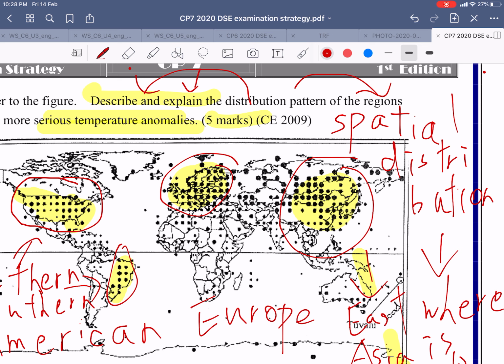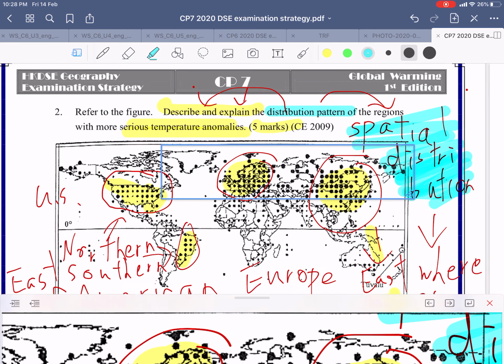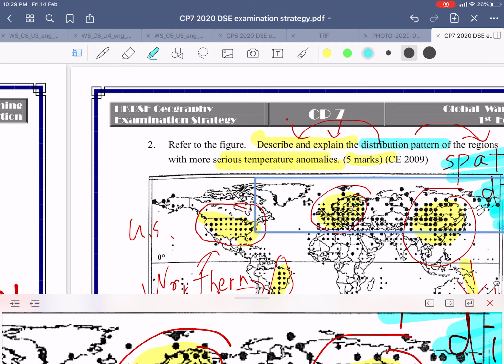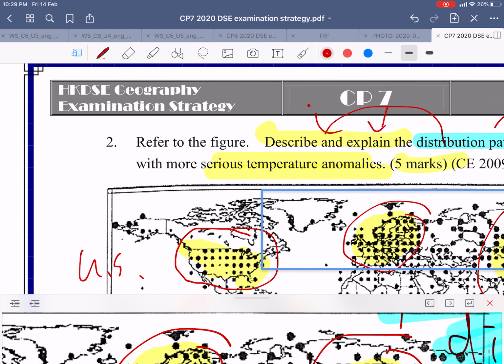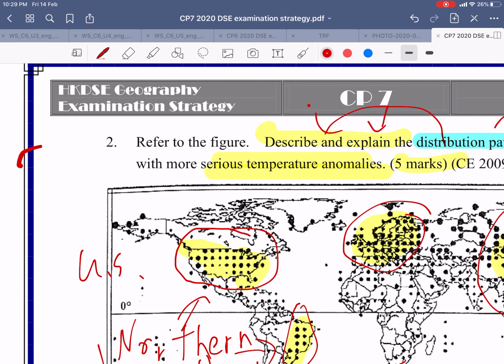And here, if you can see this kind of wording, for example, the spatial distribution or the distribution pattern of a specific map or world map, then you have to describe it. But how to describe it? First of all, there are several ways for you to memorize it, as I've gone through with you before. First of all, maybe you have to tell what the continent is.